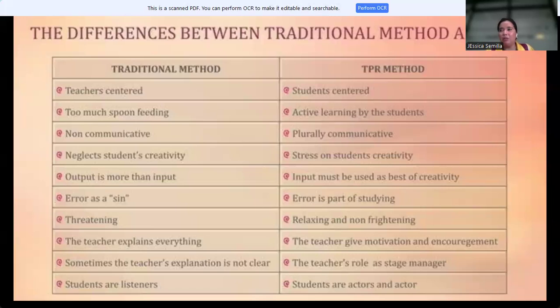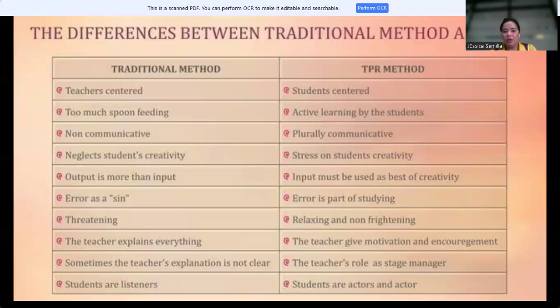What do you mean by plurally communicative? Everyone is going to listen and then act on it. So everyone is in unison working or doing or learning about certain vocabularies. So the traditional method neglects students' creativity. However, in TPR, they stress students' creativity and also teachers'. So in the traditional method, output is more than input. Input must be used as best of creativity.